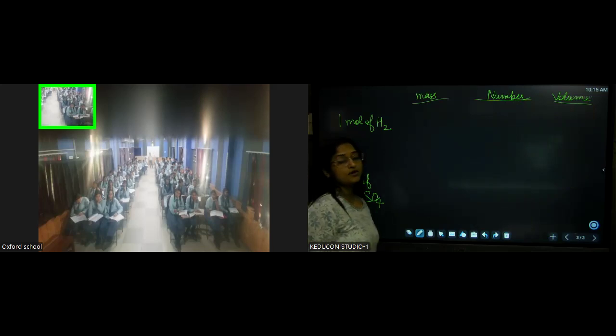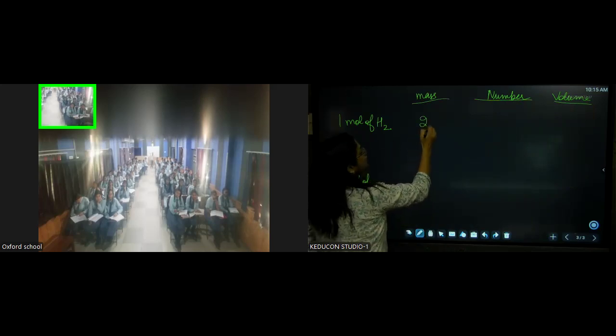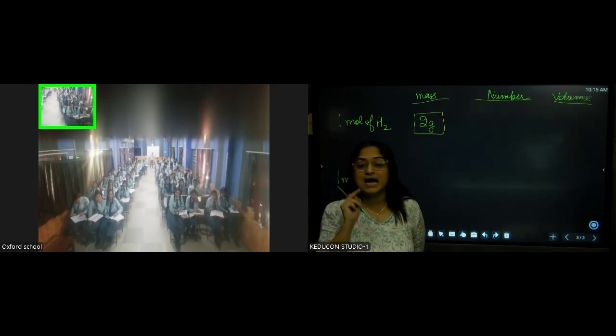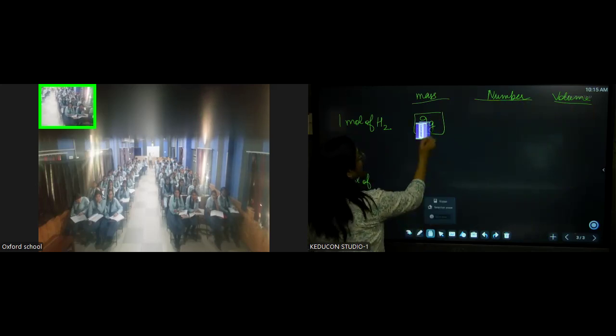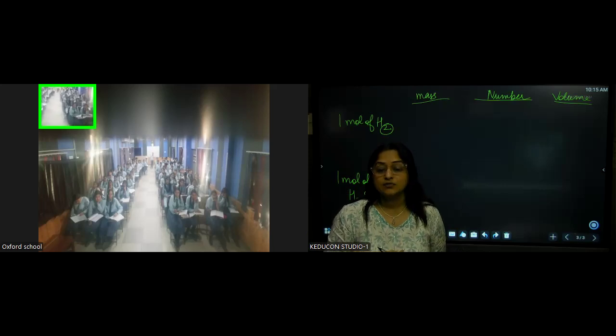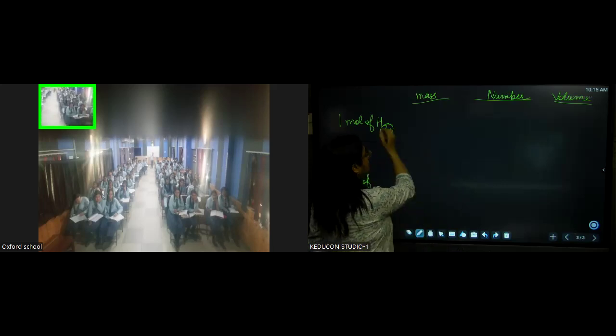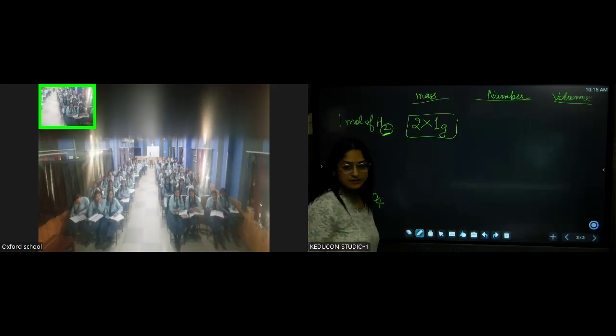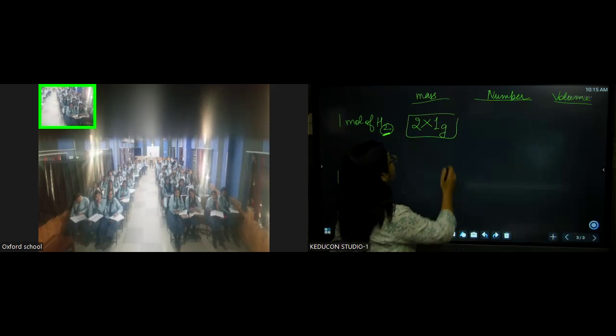Right? So 1 mole of hydrogen will have 2 grams mass. Why so? Because 1 hydrogen atom is equal to 1 gram. But I have a molecule now. I have 2 atoms in this. So 1 atom is equal to 1 gram, but I have 2 atoms combined, which is called a molecule. So if I have to calculate the mass of a molecule, that will be 2 into 1 grams, because I have 2 atoms combined here. Right?